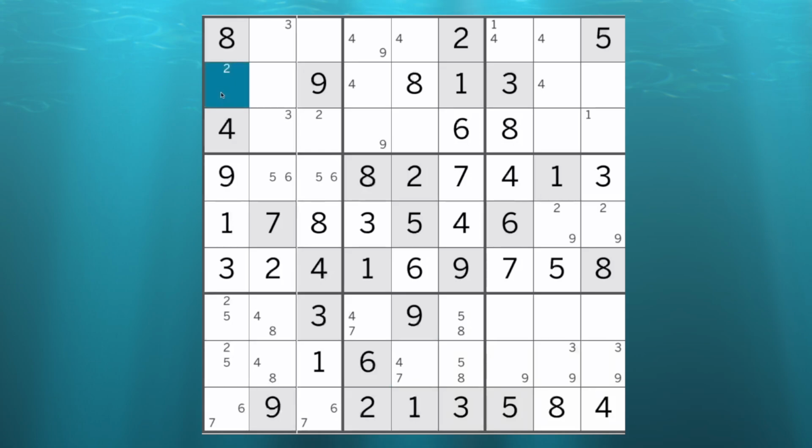Okay. The 2 keeps the 2 from being in the center. This keeps the 2 from being in the top. The 2 is going to be in the left of this, so that can't be a 2. So that one has to be.